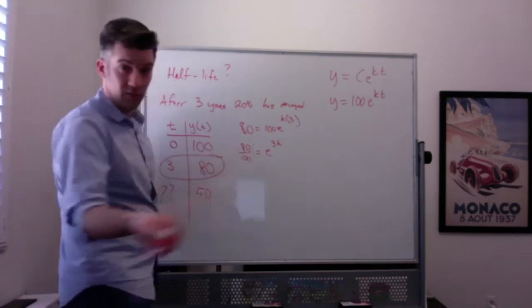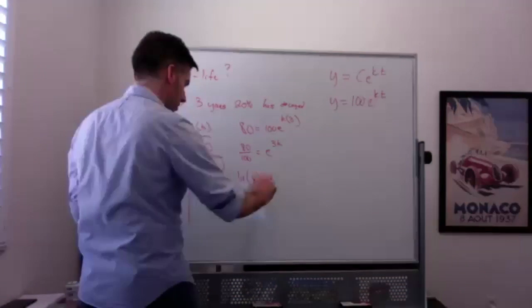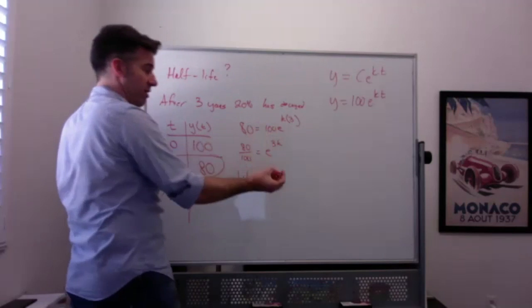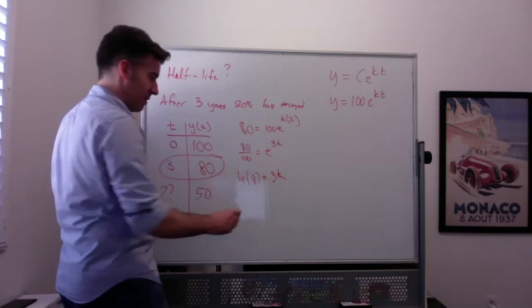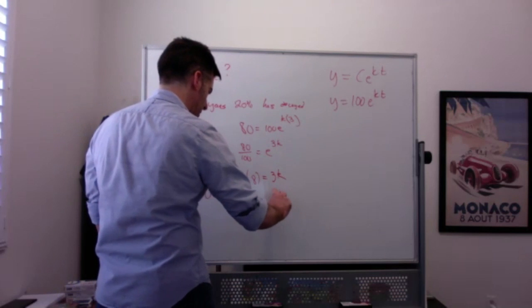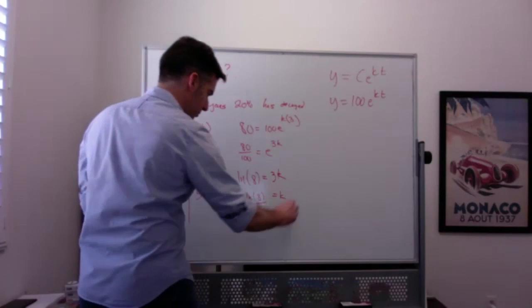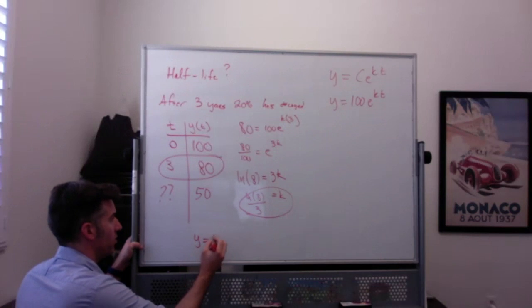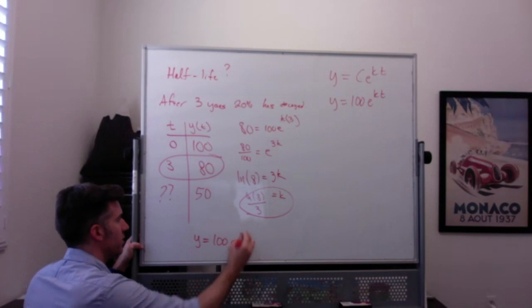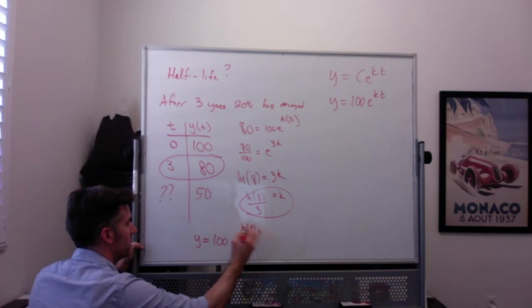So then we take the natural log of both sides. Natural log of 0.8 equals the natural log of e to the 3k, which is just 3k. Finally, divide both sides by 3, you get k equal to the natural log of 0.8 divided by 3. So now our model looks like y equals 100 e to the k, which is natural log of 0.8 divided by 3 times t.